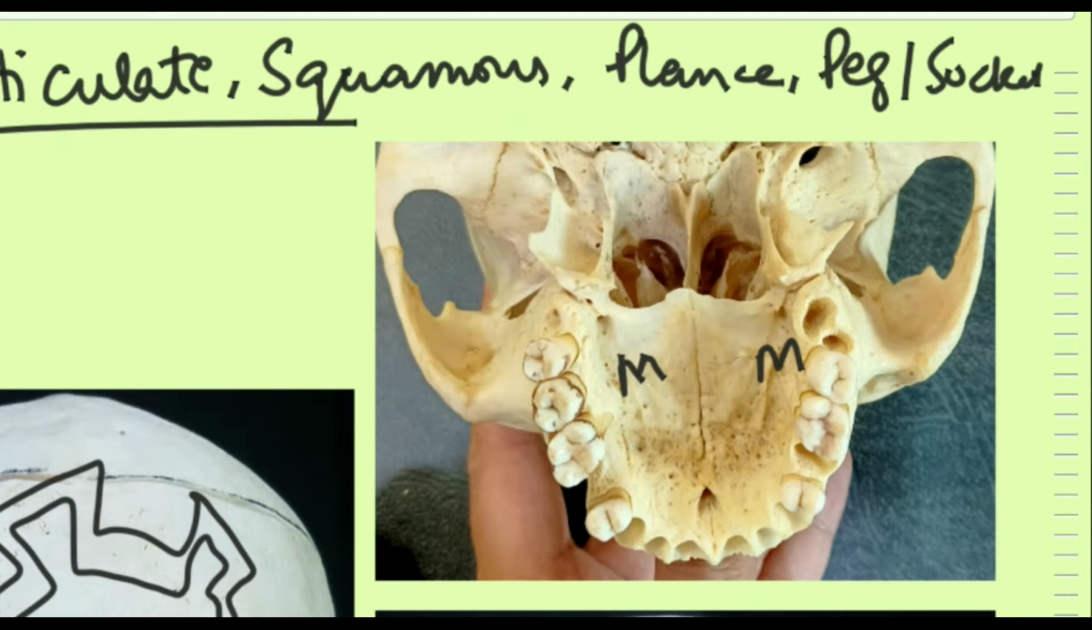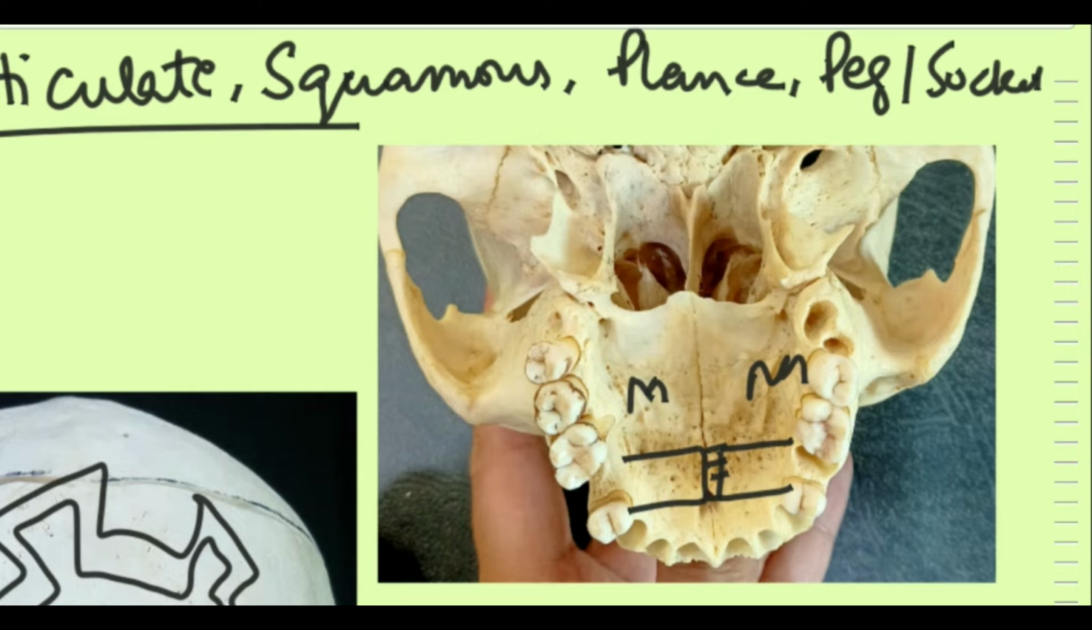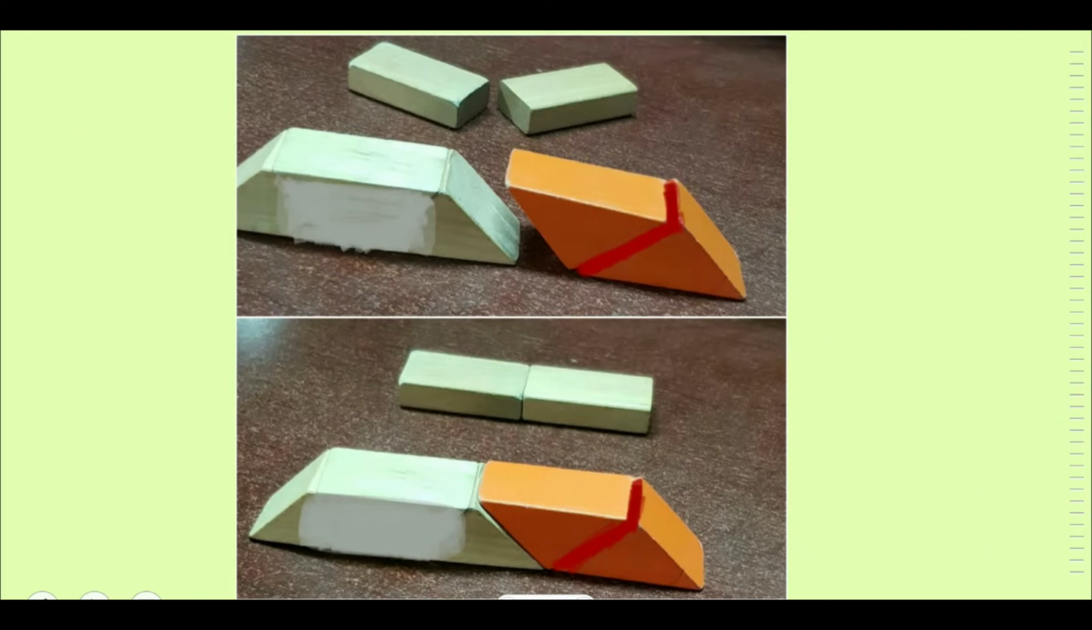What is a plain suture? The contact edges of the two bones are flat, there is no thinning, and they are opposite to each other. Let me explain further. Look at these blocks. Here we have got two blocks with flat surfaces, and when they will contact like this, this is the plain suture.